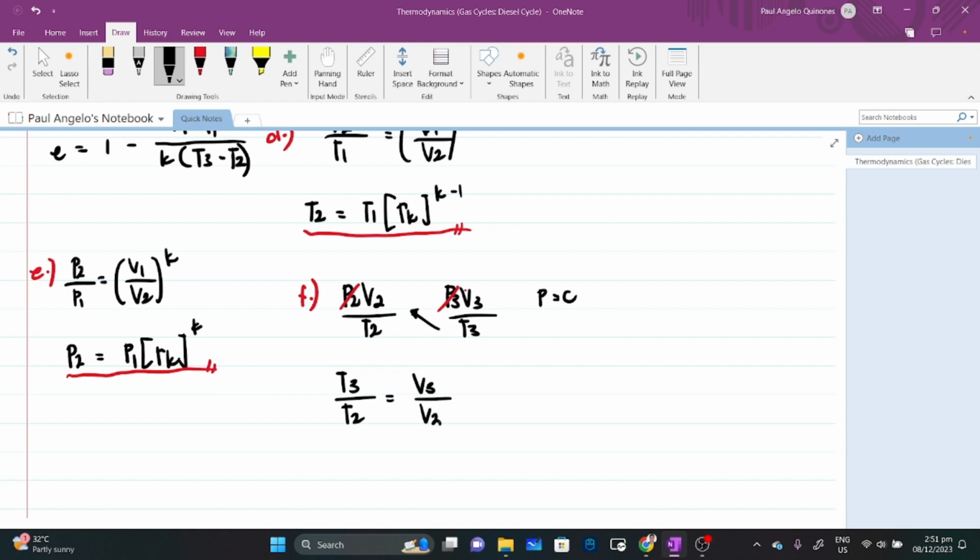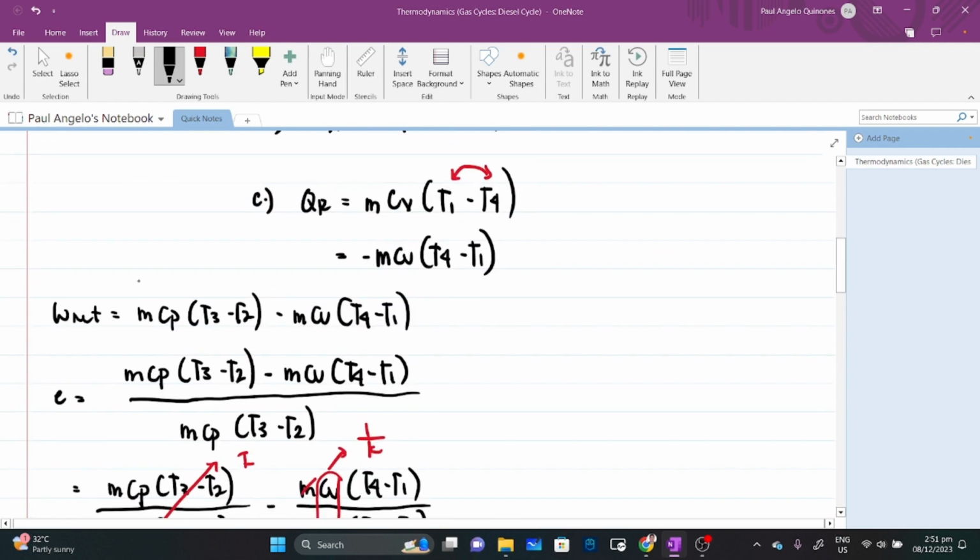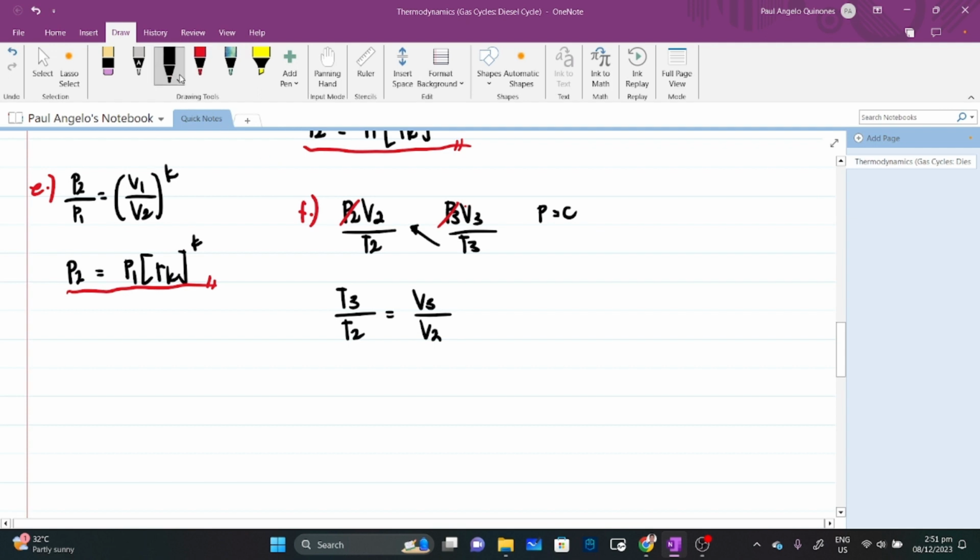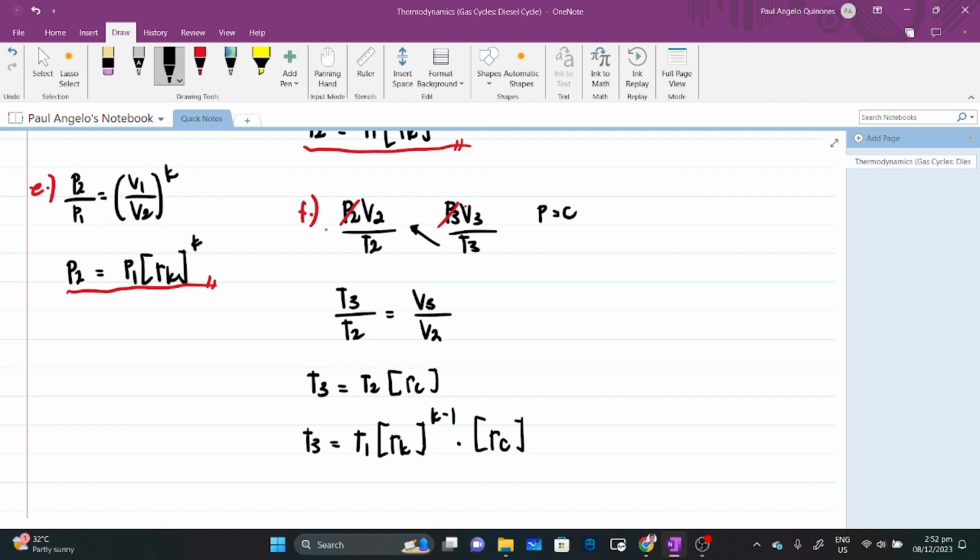V3 over V2. Okay? So as we've said before, V3 over V2 is your cutoff ratio. Okay? So by isolating T sub 3, we have T3 is equal to T2 quantity RC, or your cutoff ratio. Okay? So we can expand this further because we've already solved for T2, and T2 is written as T1 Rk raised to K minus 1. So let's substitute that. So we will have T3 is equal to T1 quantity Rk raised to K minus 1 times Rc. Okay? So this is for T3. Temperature 3. So for V3, we can solve for V3 using the cutoff ratio. So once we've obtained the necessary values, we can already solve for V3.